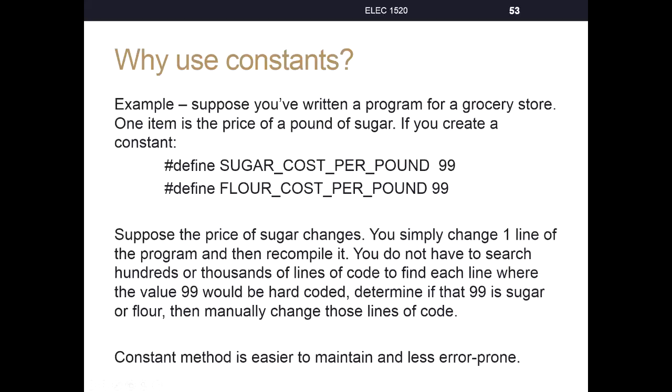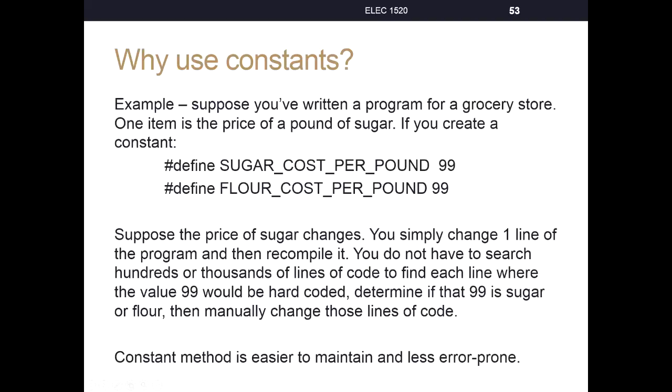Let's assume then we've written code and we've used this wording sugar cost per pound everywhere. Well, if we want to change the value of the cost of the sugar, all we need to do is change the value here and then recompile the program, and it will resubstitute all the new values, as opposed to if we had just hard-coded 99 into our program.